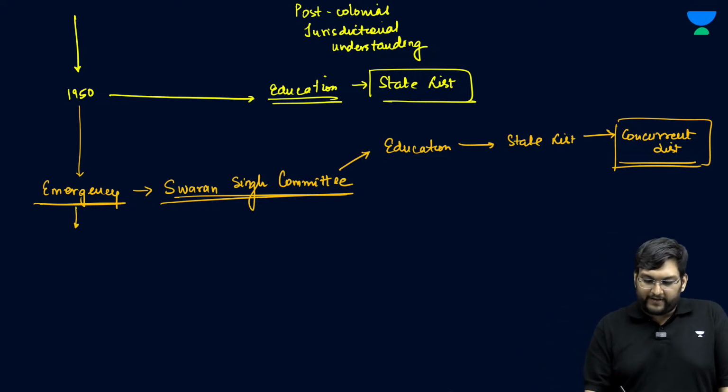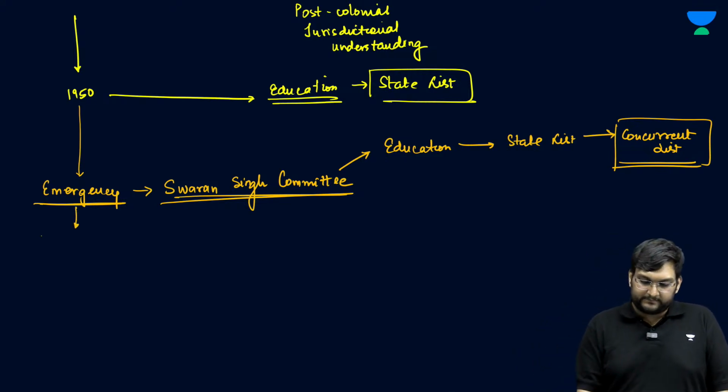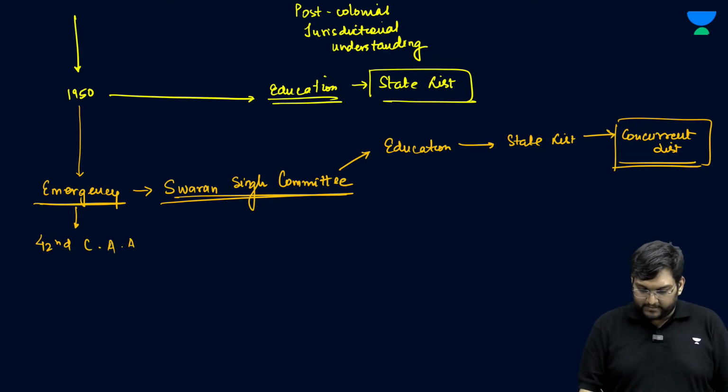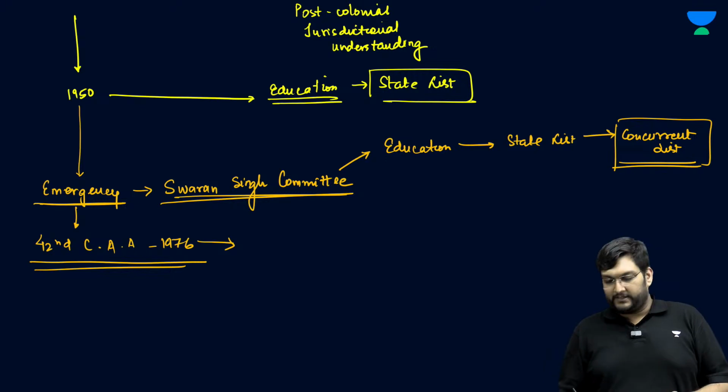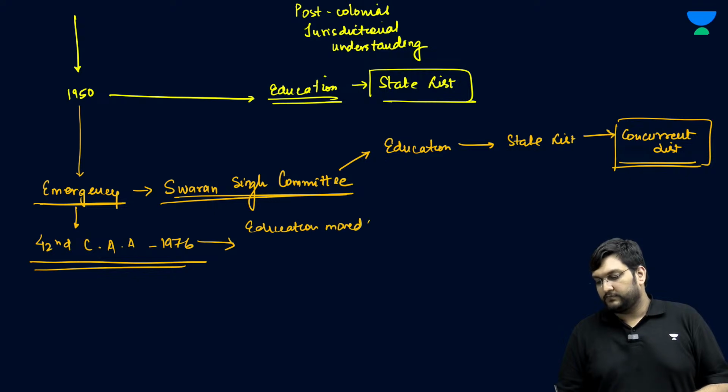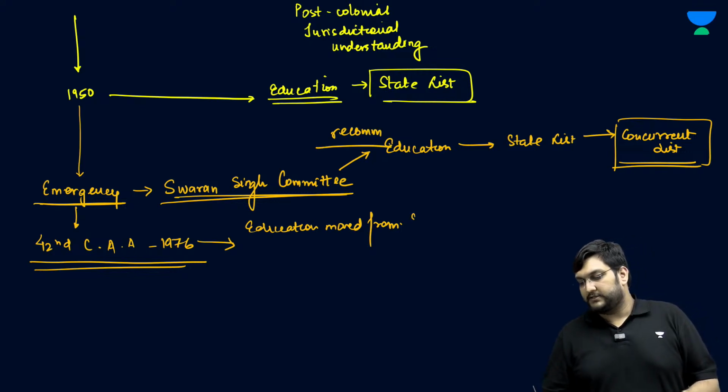Now, in order to give effect to this, the 42nd Constitutional Amendment Act was passed in 1976, and when the constitution was amended, this was put into force. Education was moved, as per the recommendation, from the state to the concurrent list.